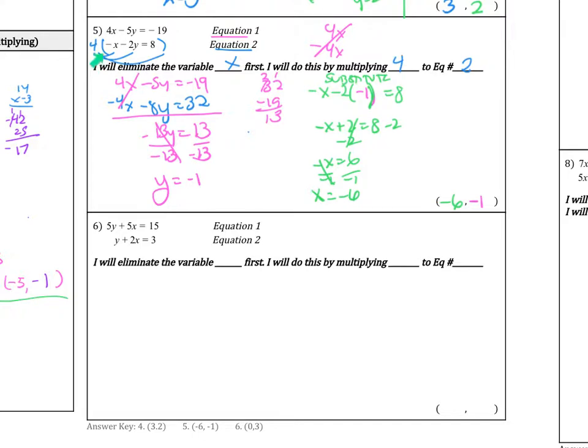So I multiplied by 4. Then I got negative 4x. 4 times negative 2 is negative 8y. 4 times 8 is 32. Then I add them together. Notice my x's cancel out. Negative 5y minus 8y is negative 13y. Negative 19 plus 32 is a positive 13. Then divide both sides by negative 13, and you get y equals negative 1.